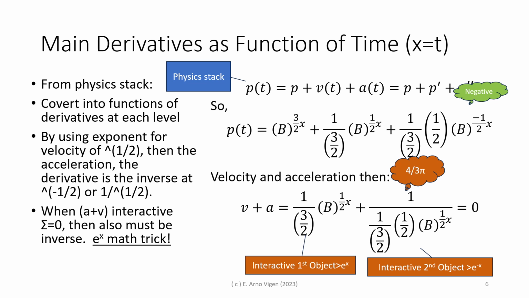Good, that's the 1/2. Then if I take the derivative of that again to find out what the acceleration is, that's going to be that 1 over 3/2, but with another 1/2 coming from the derivative, and now I'm going to get b to the minus 1/2 x. Okay, now I have an interactive between those two and a function of time for all three. Now, you think this is very strange. So velocity plus acceleration then becomes the sum of those two, and that equals 0.